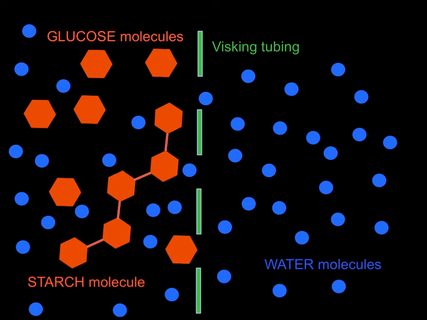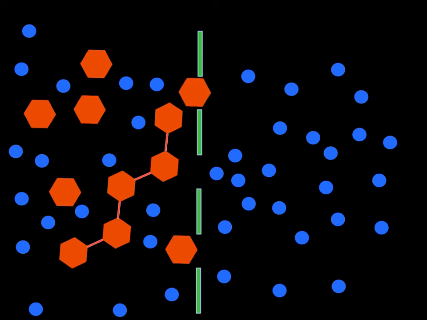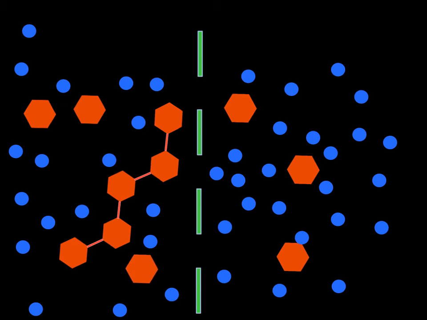So if you apply what we have just learnt, you can then see what happens when we have a mixture of both glucose and of starch. As usual, the water can move both ways through the membrane and the Visking tubing, as can the glucose. So we end up with glucose on both sides of the Visking tubing.